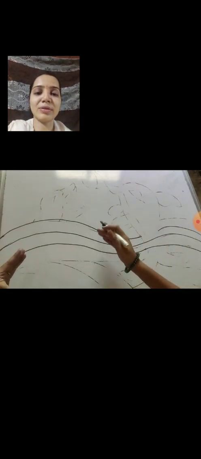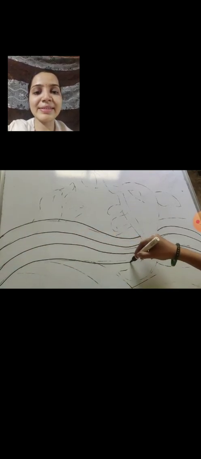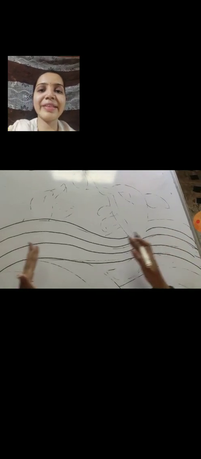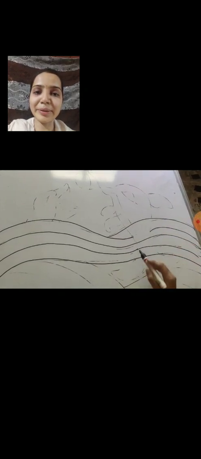We will start with our wave lines for showing the water effect. Like this, you will draw your curve lines for showing the water effect. Then a second line, again you will continue with the same gap. Again a third line, you will continue here. Yes, like this. To show the water effect, we will draw the curve lines. Then after that, you will make another curve line.